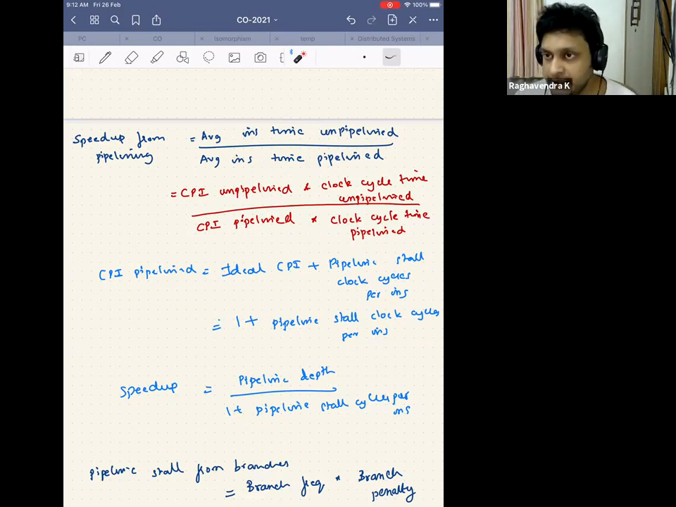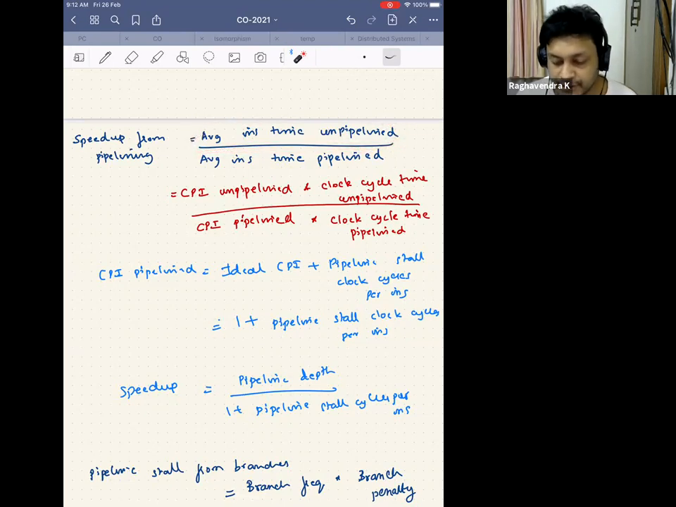So with this, we already saw this when we introduced pipelining. Now we are just looking at it from a different angle, trying to write some formulas. What we are saying is that the speed up from pipelining is the average instruction time unpipelined divided by the average instruction time pipelined. Speed up is nothing but the old time divided by the new time. The old time is for an unpipelined processor, since I am calculating the speed up with respect to an unpipelined processor.